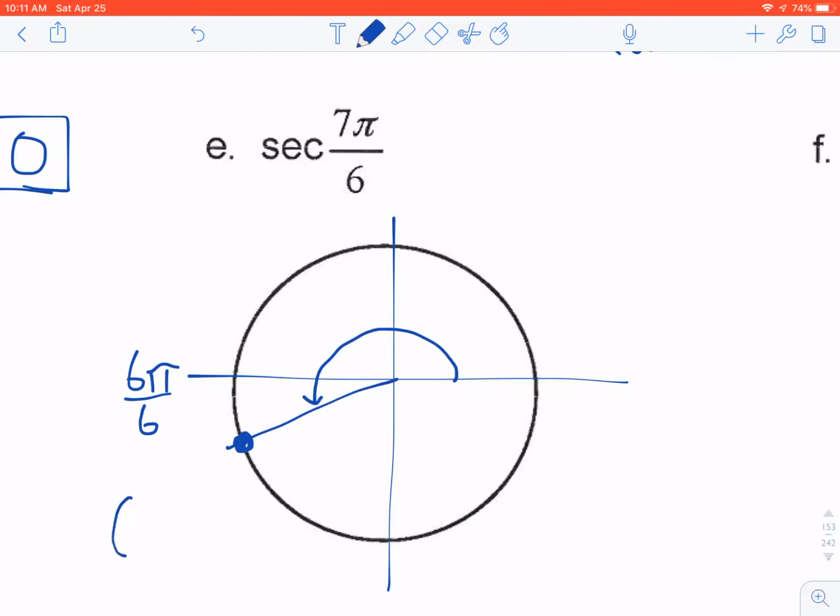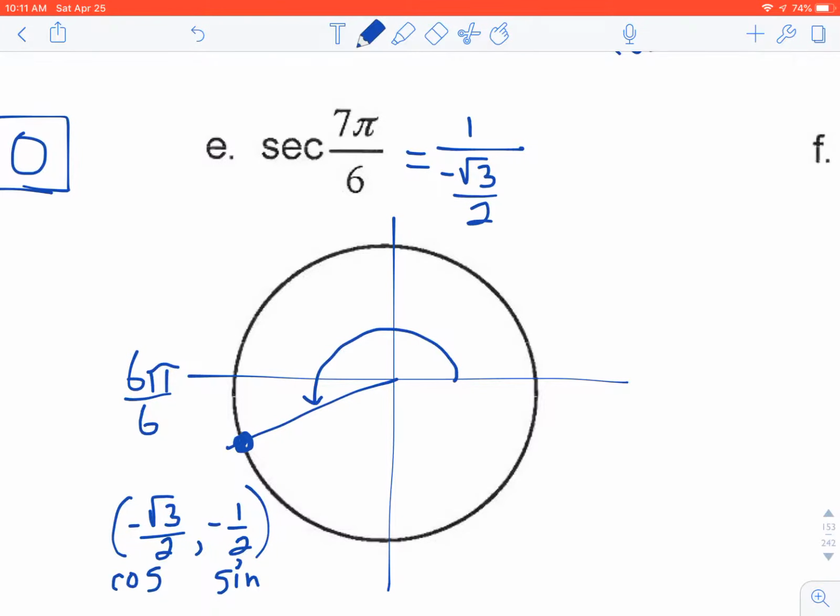So the ordered pair is negative square root 3 over 2, negative 1/2. Again, when you're in quadrant 3, they are both going to be negative. This is your cosine. This is your sine. So your secant is the reciprocal of cosine. So you're taking 1 over negative square root 3 over 2.